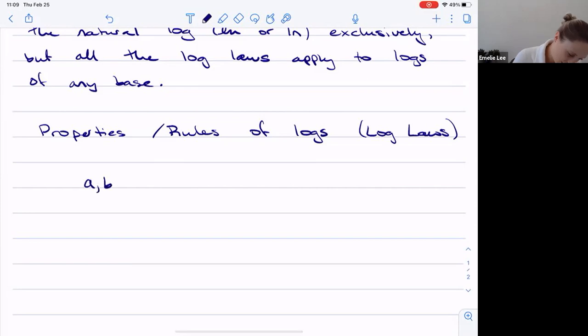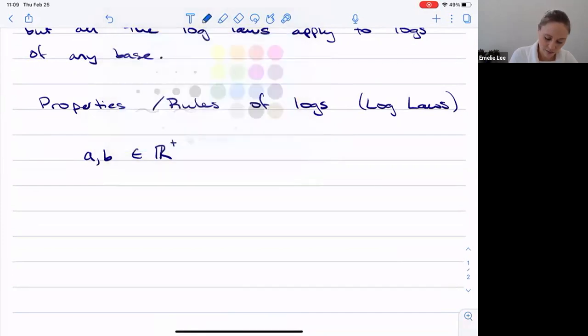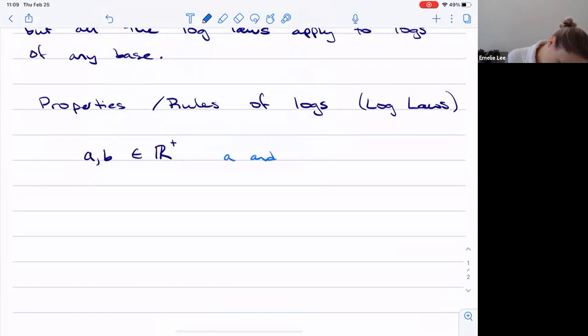First, we're going to establish that A and B are going to be positive numbers. We denote that by saying A and B are in the set of positive real numbers. I'm just going to clarify this: it's just saying that A and B must be positive.